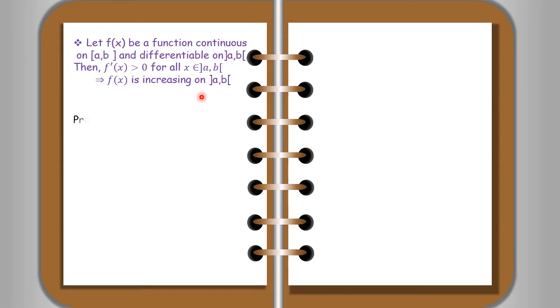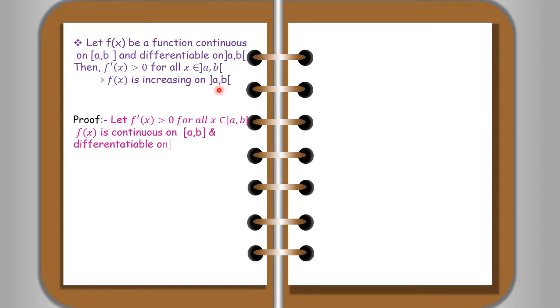So what I have is a function which is continuous on the closed interval [a, b], and it is differentiable on the open interval (a, b). And another thing I have is that the first derivative is greater than 0. Then I have to show the function is increasing on this open interval. So if these two things hold, let's see what I can apply.